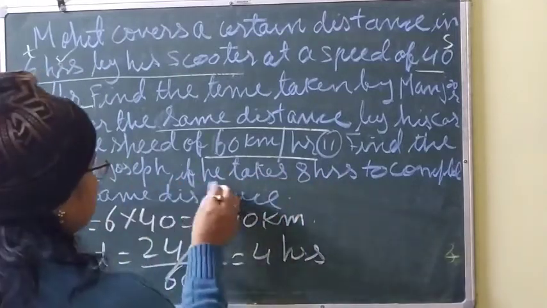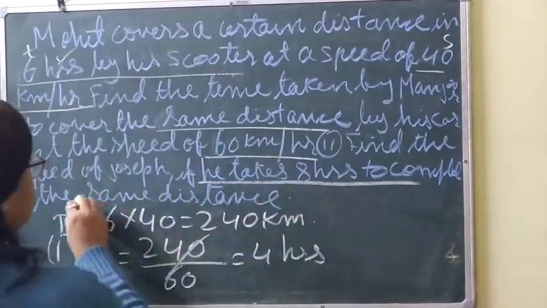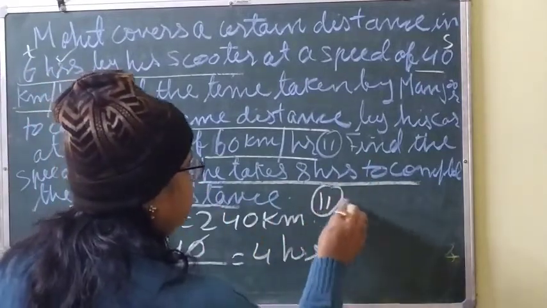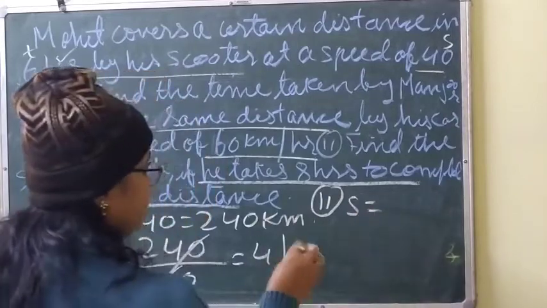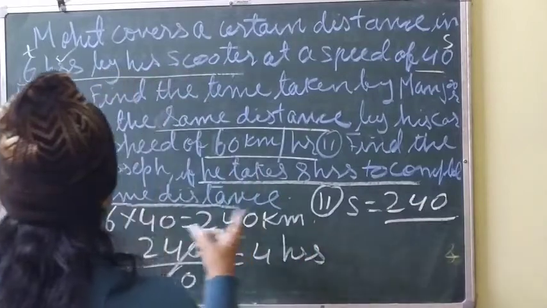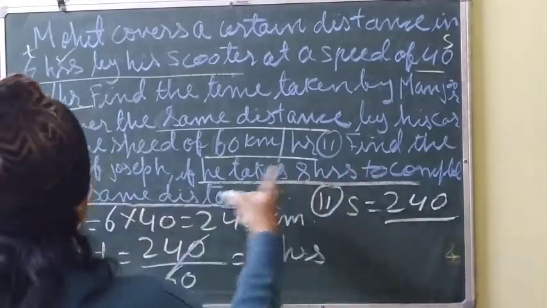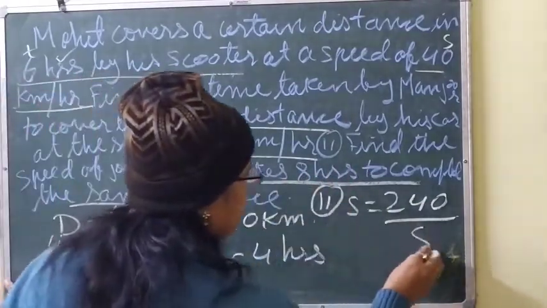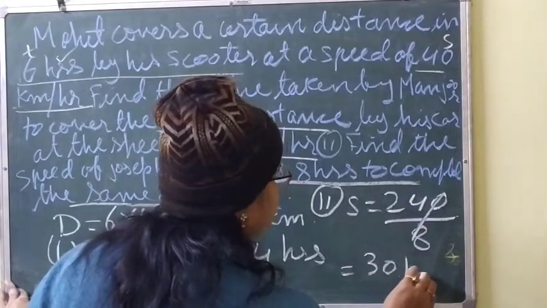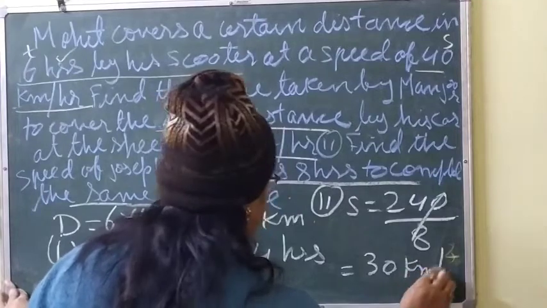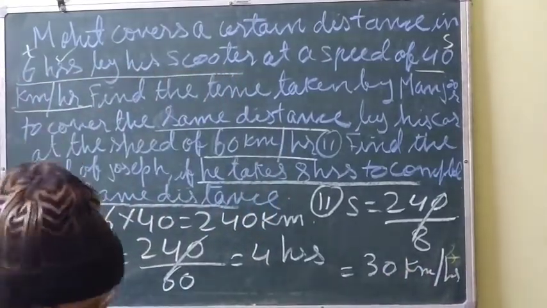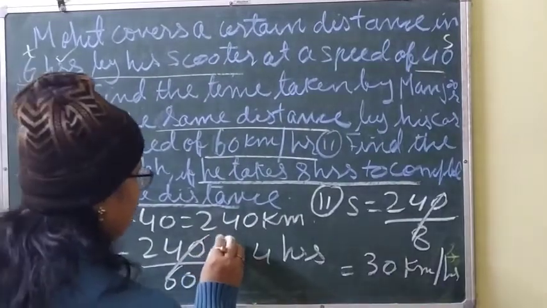Okay. And then sub part 2. Find the speed of Joseph if he takes 8 hours to complete the same distance. So speed is equal to distance by time. Distance is what? Same distance means 240. Time is 8 hours. So when you cancel, you will get 30 kilometers per hour.